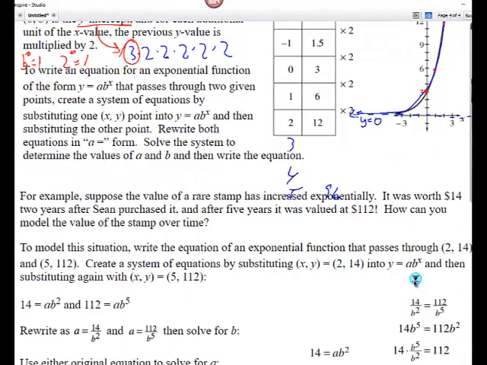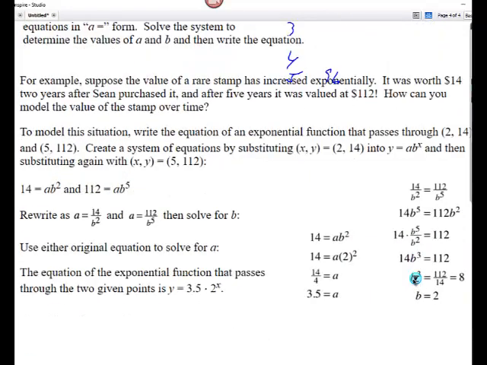So sliding on down here, we have another example. Suppose the value of a rare stamp has increased exponentially. So you've got some stamp that's rare and it's increasing exponentially. It was worth $14 2 years after Sean purchased it, and after 5 years it was worth $112. How can you model the value of this? So I have 2 points there. I have 2, 14. This is comparing time and dollar values. And the other point I have is 5, 112.